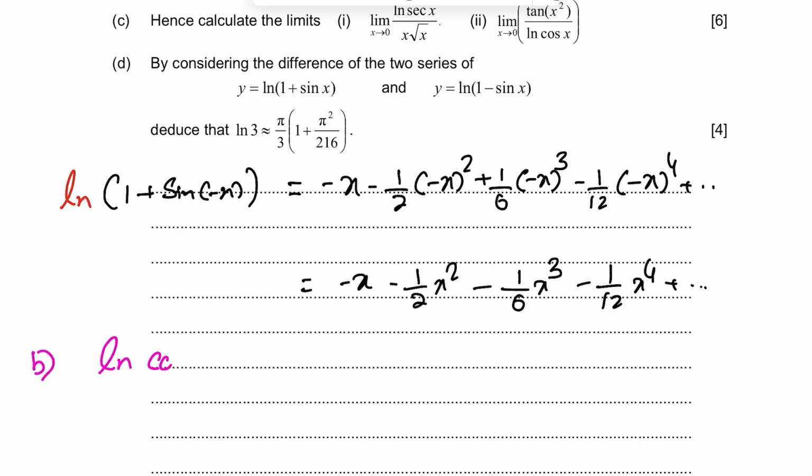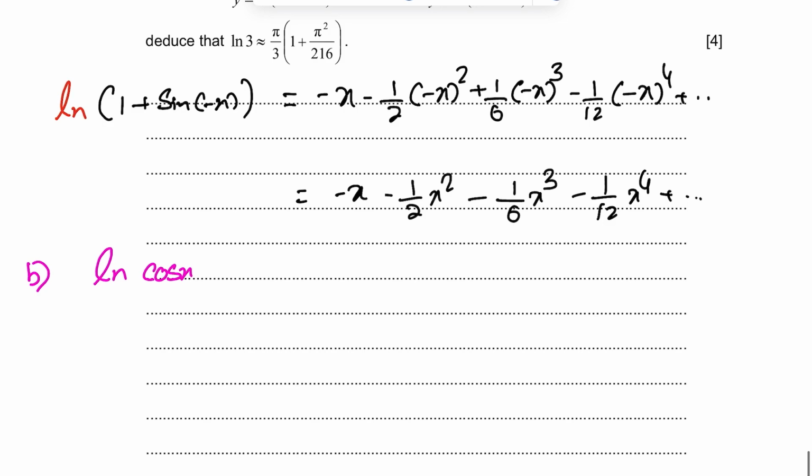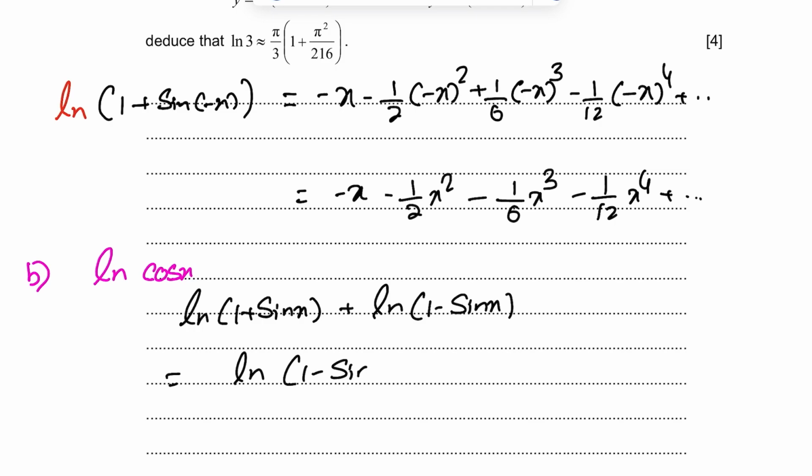Ln cos x. How do I get ln cos x? For that, what work should I be doing? Ln(1 plus sin x) plus ln(1 minus sin x). Why am I doing that one? It becomes multiplication. (A plus b) times (a minus b) is a square minus b square. 1 minus sin square x is cos square x.